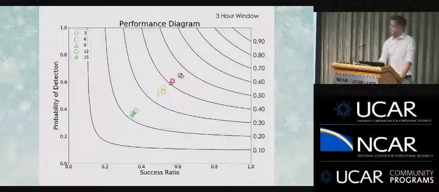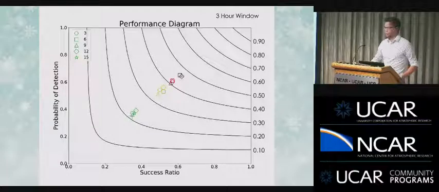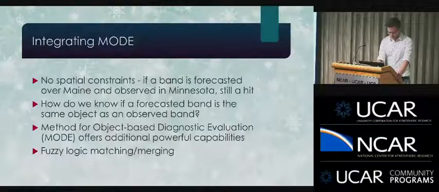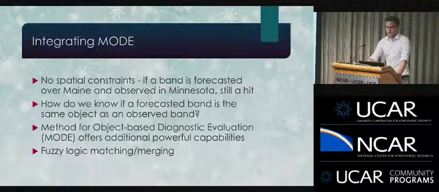Finally, if we have a 3-hour window, which is getting more at the question of if there will be a band rather than when and where exactly a band will occur, because a 3-hour window means a band could be forecast at 0Z and observed at 6Z, for example, and still be considered a hit. If we do use a 3-hour window, our success ratio and probability of detection are almost 65%, and our CSI is about 0.45. But there's a caveat: we didn't implement any spatial constraints. So if a band is forecast over Maine and observed in Minnesota at the same time, we still considered it a hit.